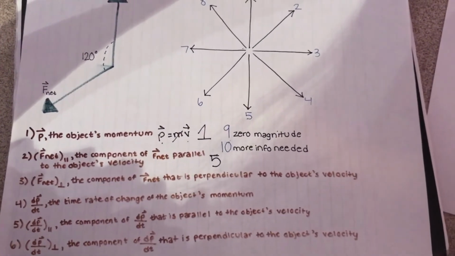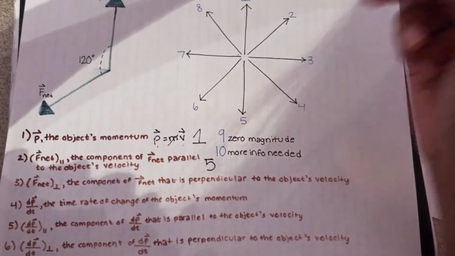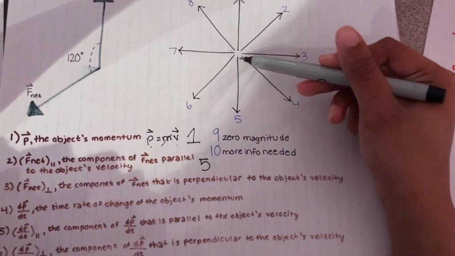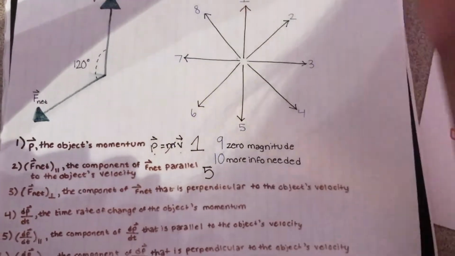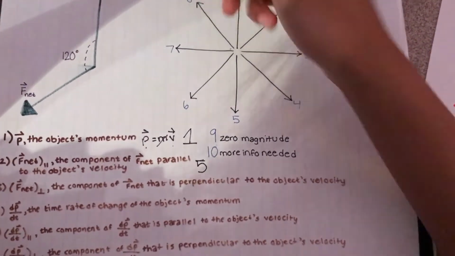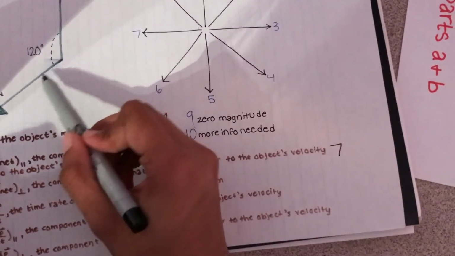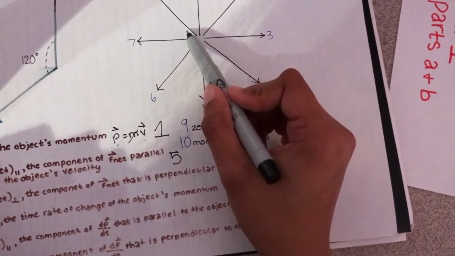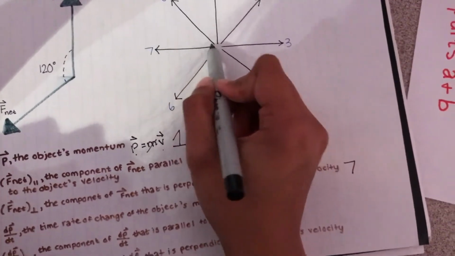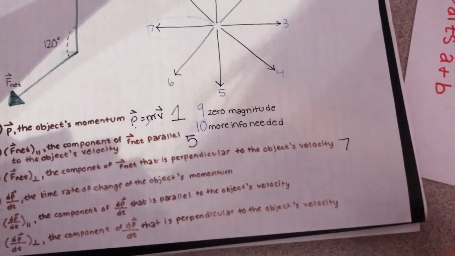Number 3 is asking for the component that is perpendicular to the object's velocity. It's the same thing here. We know that the FNet parallel is 5, given what we found in part 2. So FNet perpendicular would have to be number 7 in this case, because FNet is pointing towards the left side and velocity is pointing upwards, so we end up getting 7 for the perpendicular component to the velocity.